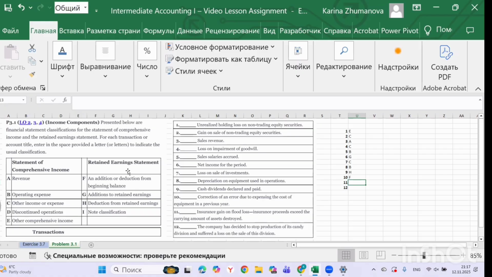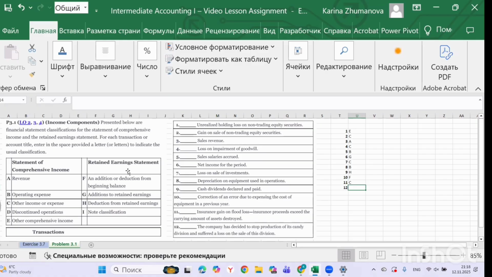11th one, insurance gain on flood loss. Insurance proceeds exceed the carrying amount of the asset destroyed. So the company had a flood, and insurance paid more than the value of damage from the flood. So it's a gain, but a flood is not a working operation. It's not our main business, and this gain is unusual for us. So the answer is C, other income or expense.